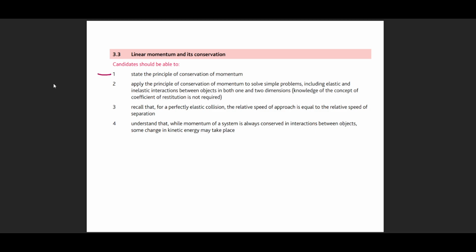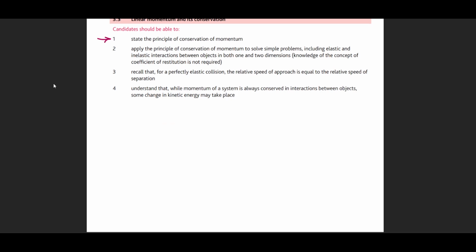So the first point is the principle of conservation of momentum. It suggests that the momentum of the system after the collision will be equal to the momentum before the collision. So the momentum before collision of all the involved bodies will be equal to the momentum after the collision of all the involved bodies, while there is no external force acting, right?